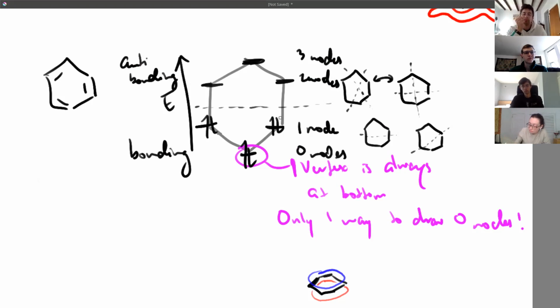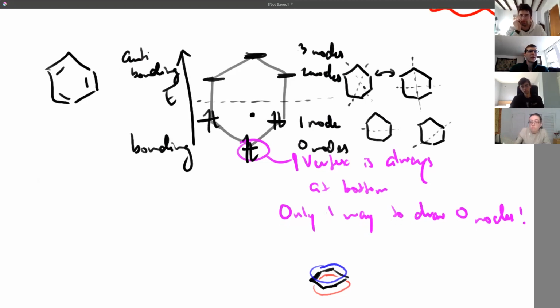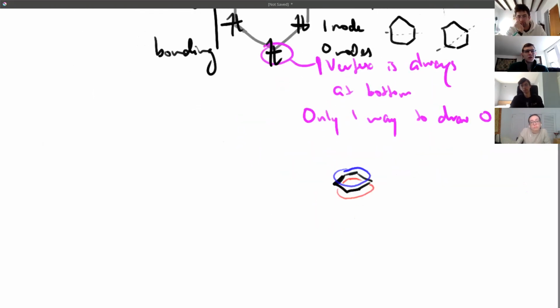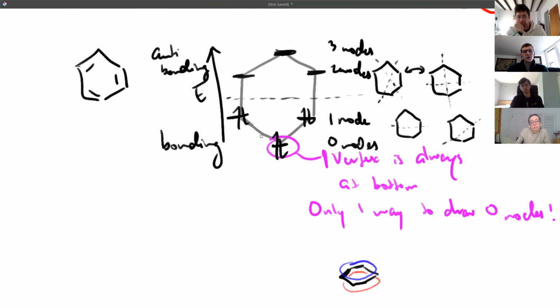Cool, great. And this works in general. This is a really pretty formulaic way. Once you have this polygon drawn, then from there you're good to go.